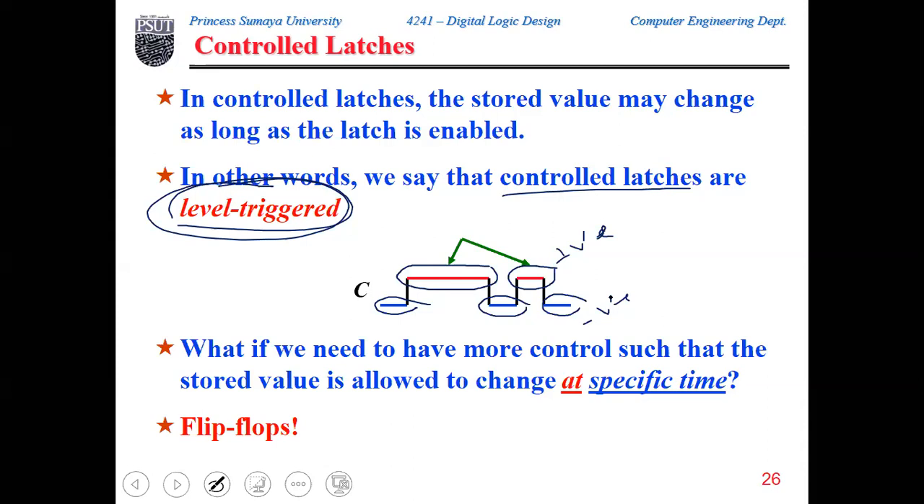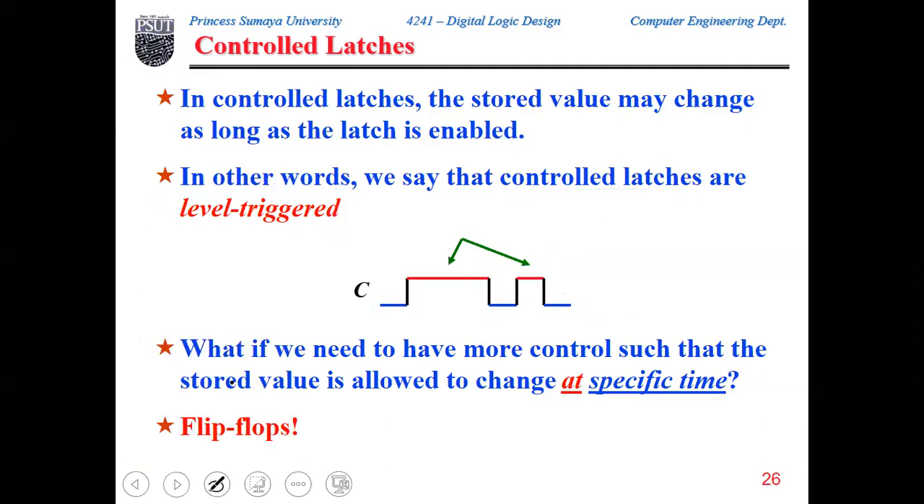So can we make things easier to work with in terms of storage element and monitoring effort? What is the next level? The next level is basically to design a storage element that is allowed to change the stored value at, this is very important, a specific instant of time. So in order to use this storage element, we don't need to monitor the inputs for the whole time. We don't need to monitor the inputs during some period of time. We only need to monitor the storage element at a specific instant of time.